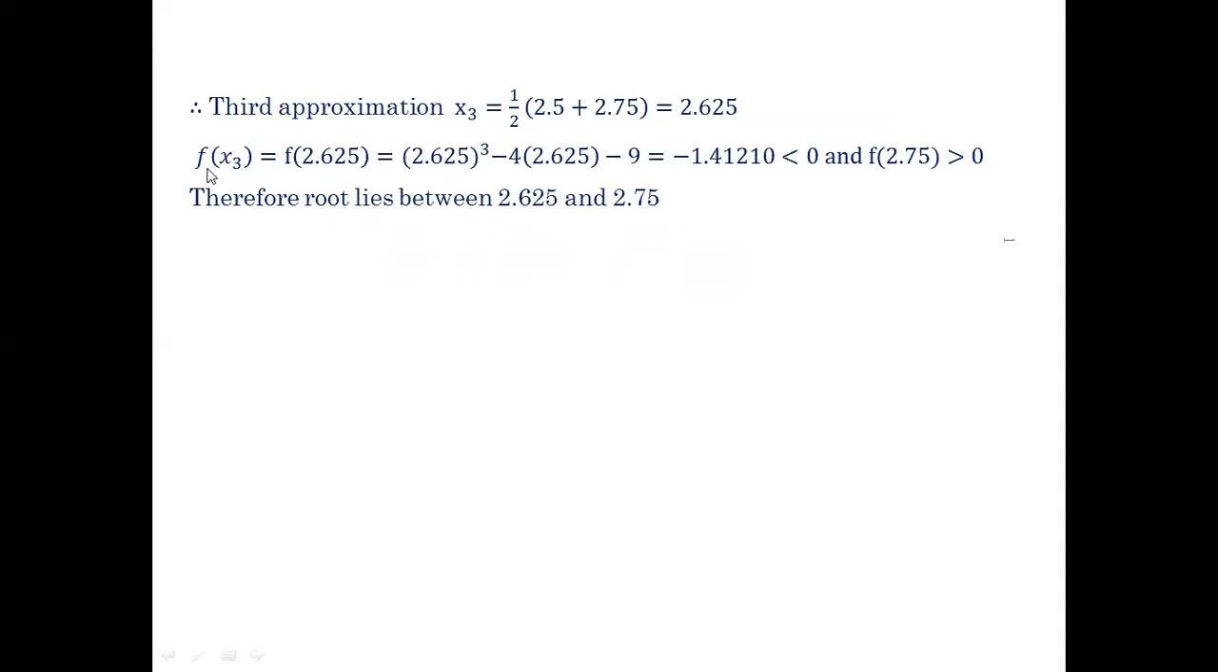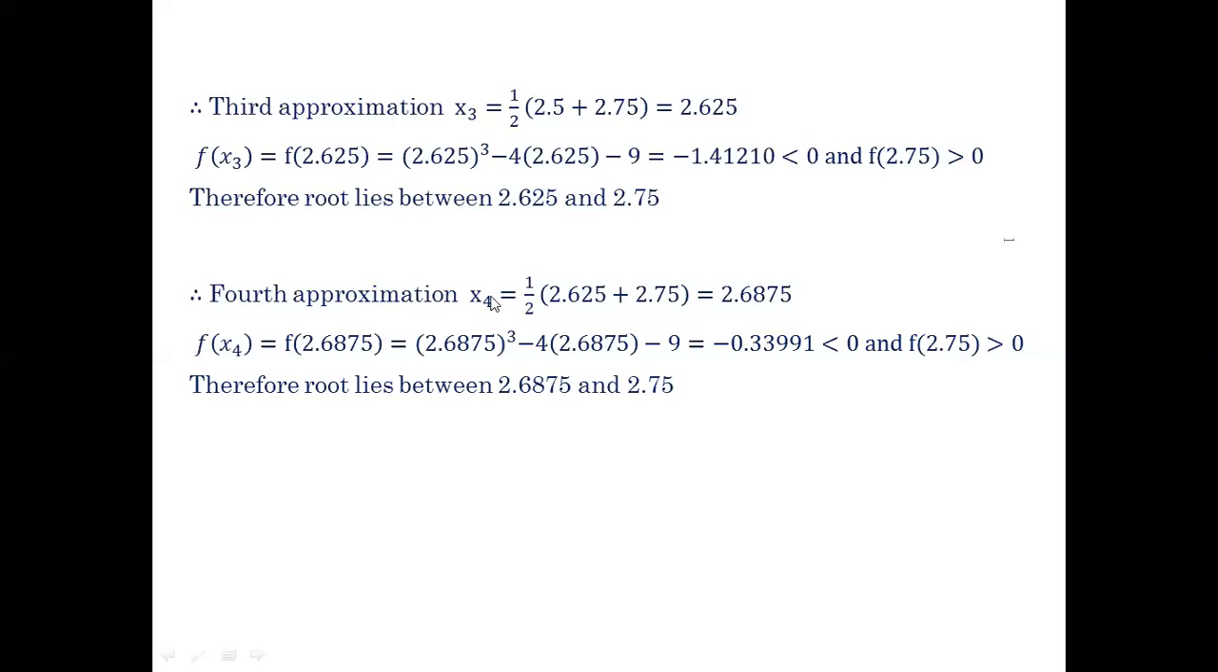So then find f(x3). x3 is 2.625. So f(2.625) is x cubed minus 4x minus 9. That is 2.625 cubed minus 4 into 2.625 minus 9, which is equal to minus 1.41210, which is a negative less than 0. And f(2.75) is greater than 0. Therefore, the root lies between 2.625 and 2.75. Therefore, the fourth approximation x4 equals 1 by 2 (a plus b). So 2.625 plus 2.75, divided by 2, is equal to 2.6875.